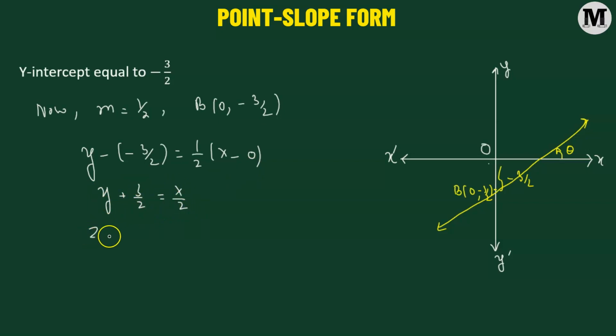Let's multiply throughout with 2. So we have 2y plus 3 equals x. Rearranging the terms, we get x minus 2y minus 3 equals 0. So this is going to be the equation of the line, which has a y-intercept of -3/2, and it makes an angle of theta with the positive direction of the x-axis, where theta is simply defined by the inverse tangent of 1/2.